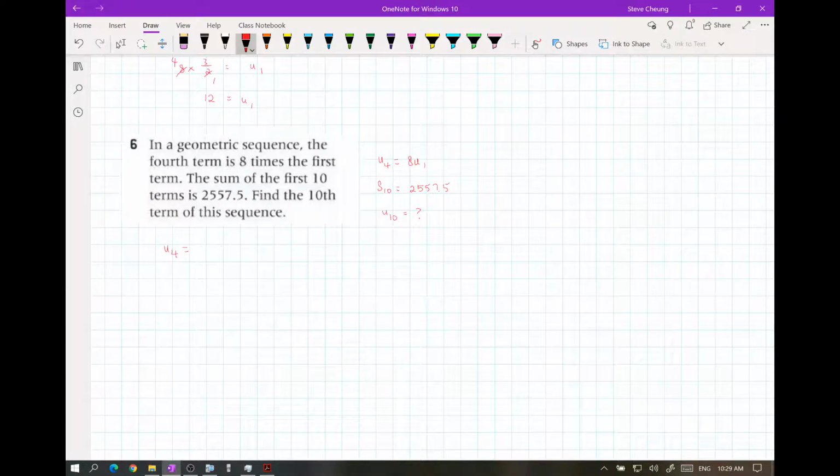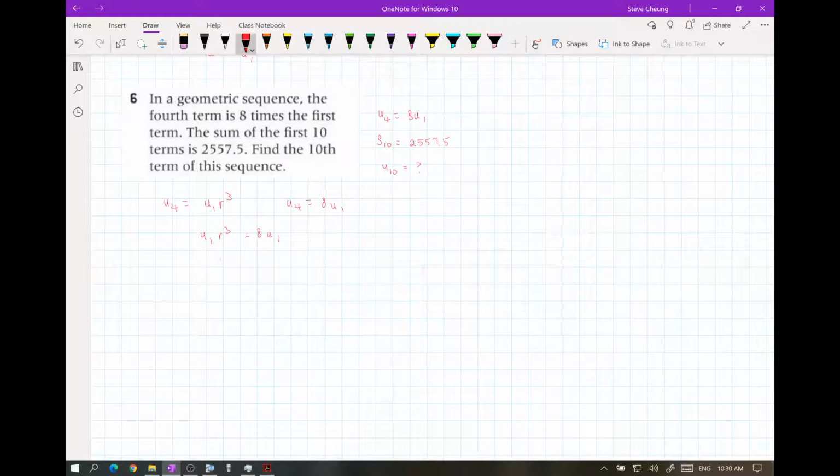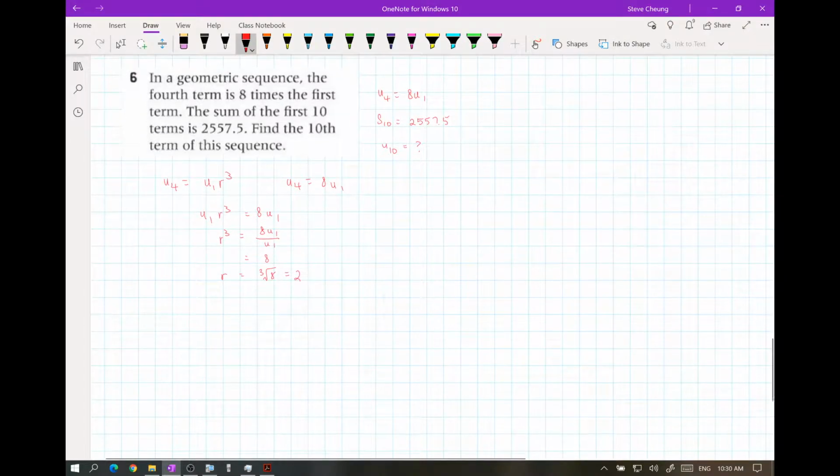The fourth term can be written as u1 r cubed. But at the same time, we know that this is 8 times u1, so therefore I can equate these. Oh, it makes the question much simpler. So therefore r cubed is just 8, so r is just the cube root of 8, which is 2.